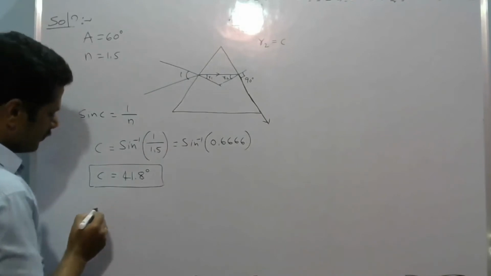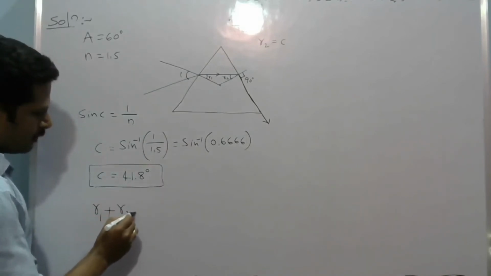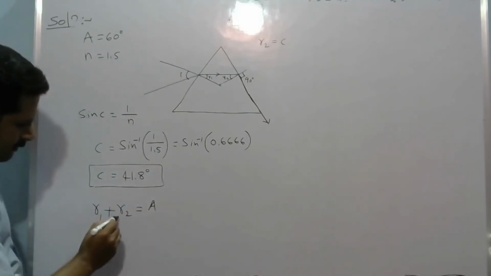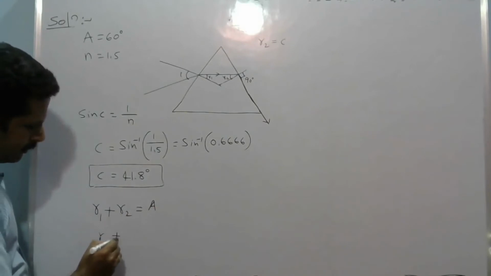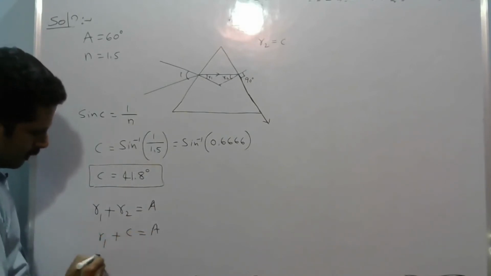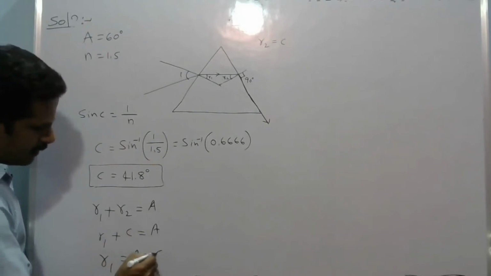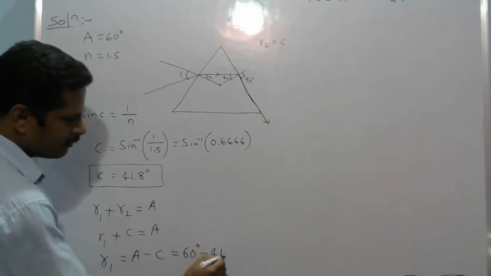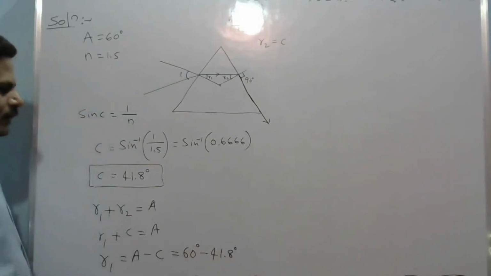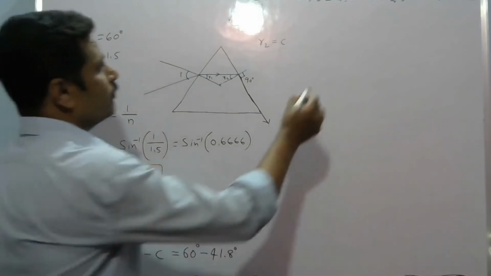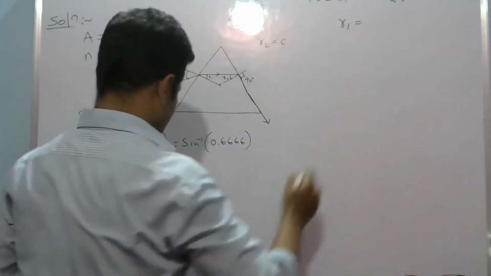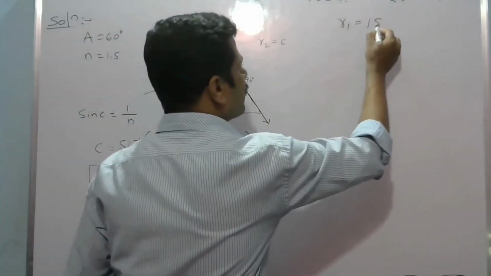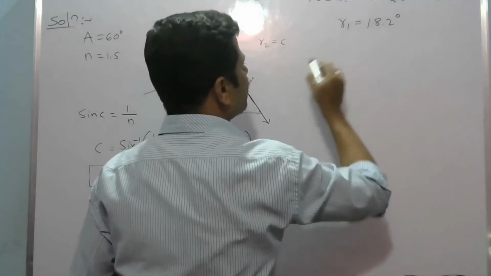We know that R1 plus R2 equals A in the case of an equilateral prism. Just now I said R2 equals C. So R1 can be written as A minus C. A equals 60 degrees and C equals 41.8 degrees. So R1 is 60 minus 41.8, which is 18.2 degrees. This is R1.